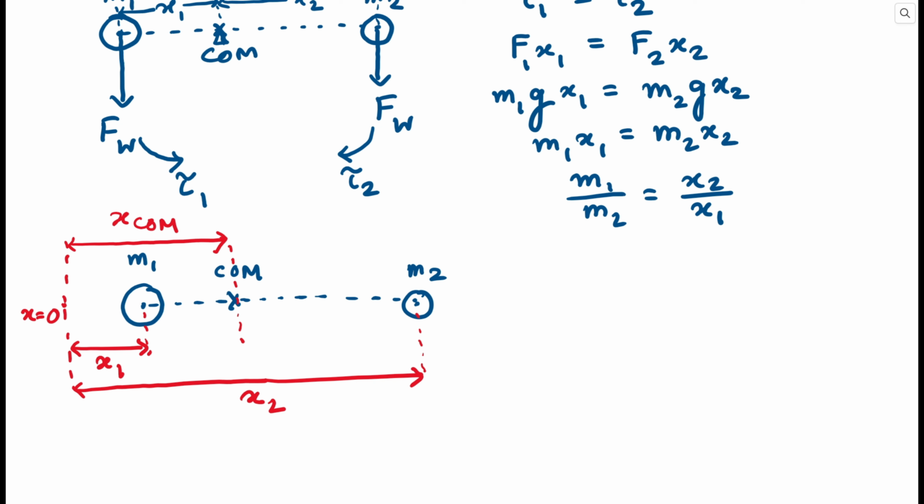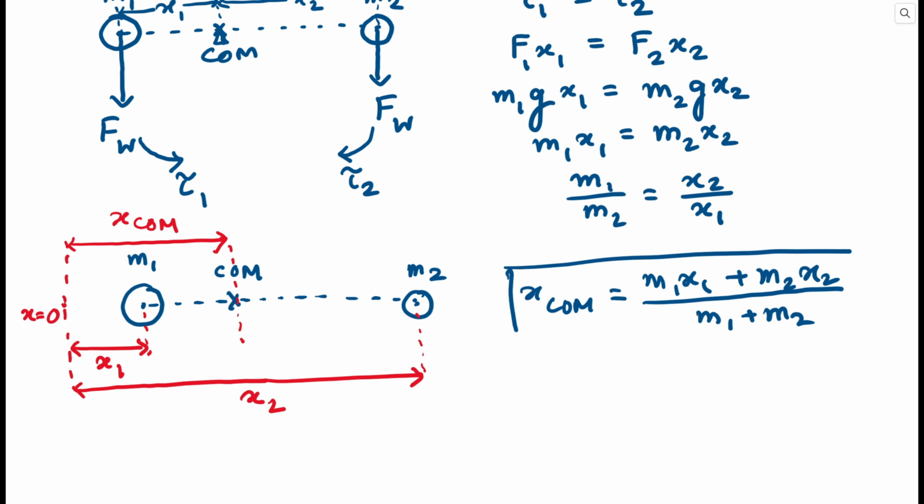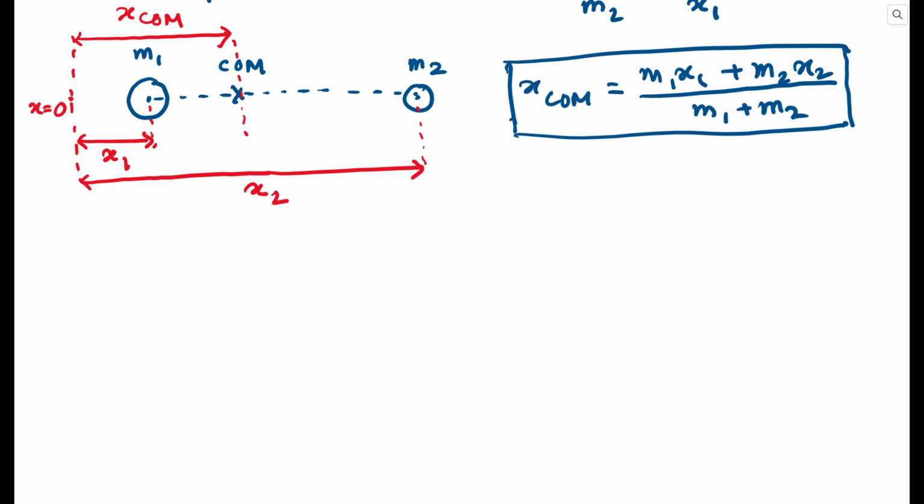So if you want to work out the position of the center of mass, then that position XCOM is equal to m1 x1 plus m2 x2, divided by m1 plus m2. So you can use this formula to work out the location of the center of mass as well. So you don't have to use the ratio method. This method is perfectly fine as well. And this is not limited to only two masses. If you have more masses on that same line, then you can keep adding the masses into this formula as well.